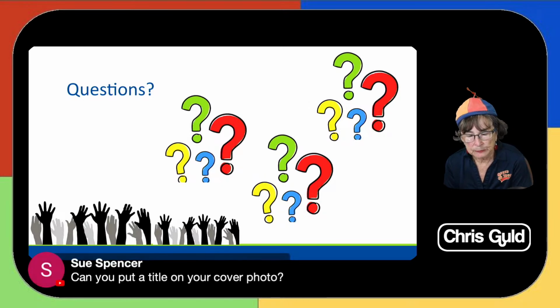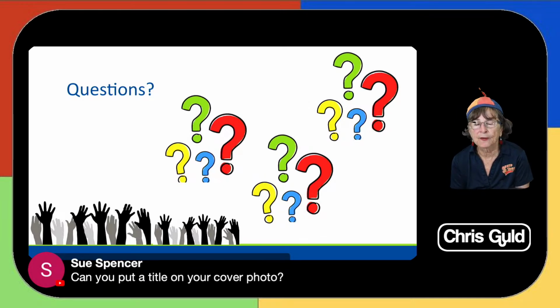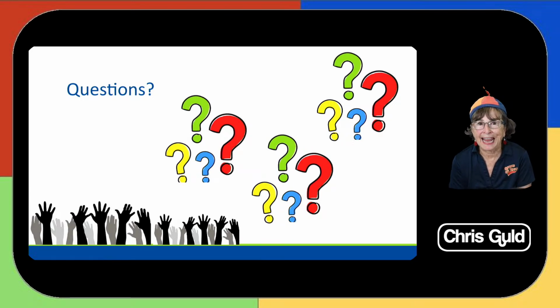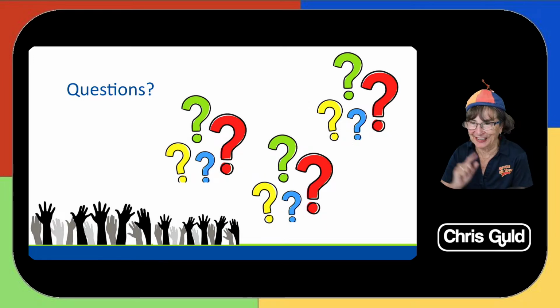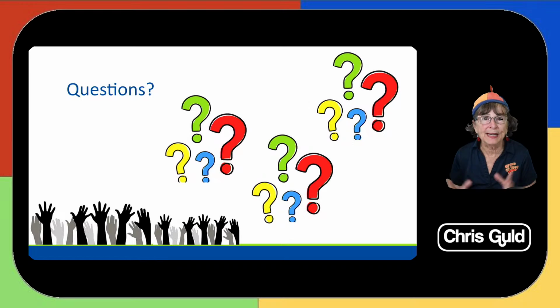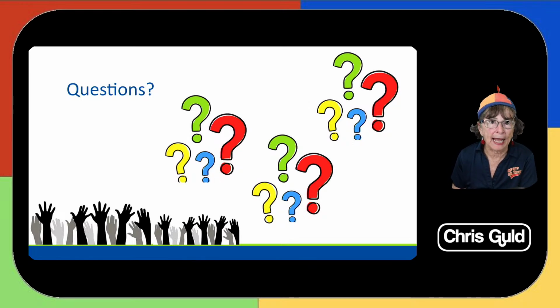Okay. Can you put a title on your cover photo? A title on your cover. If you have an Android, there is a Google Photos editing menu called Markup, where you can add text to a photo. If you don't have Android, then you have to add the text to a photo another way.